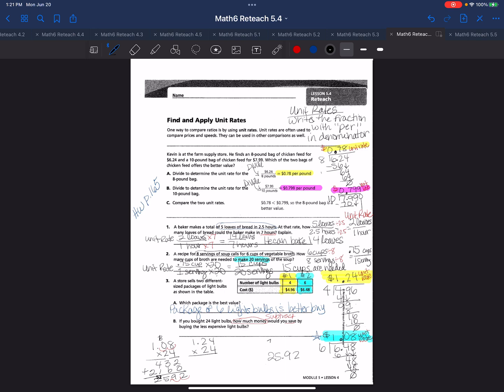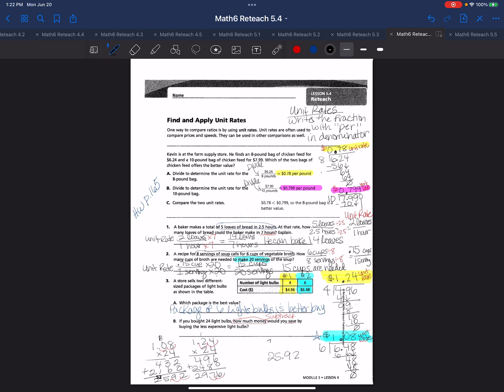Let's try the other one. If I get 24 light bulbs at $1.24, 4 times 4 is 16, 4 times 2 is 8, 9, and 4 times 1 is 4. 2 times 4 is 8, 2 times 2 is 4, and 2 times 1 is 2. So let's add those up. And how many decimals do I have? I have 1, 2, so I must put it there.